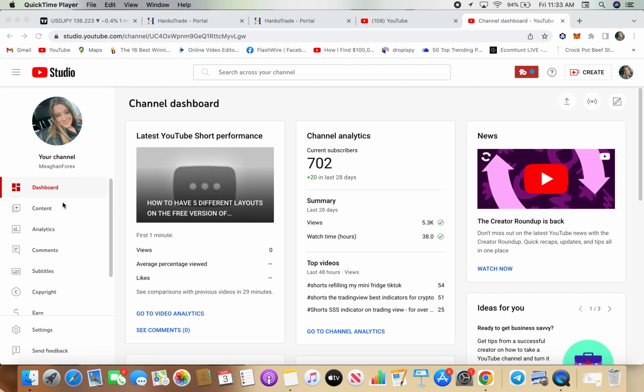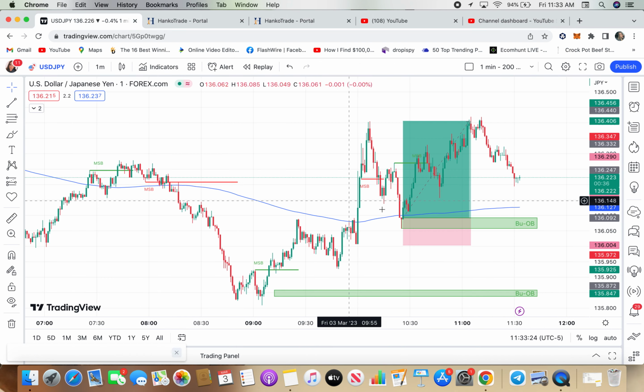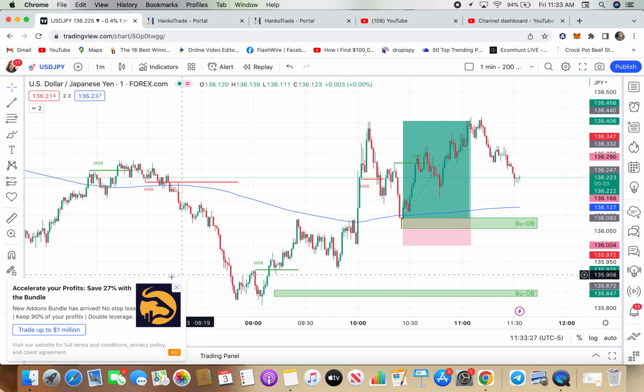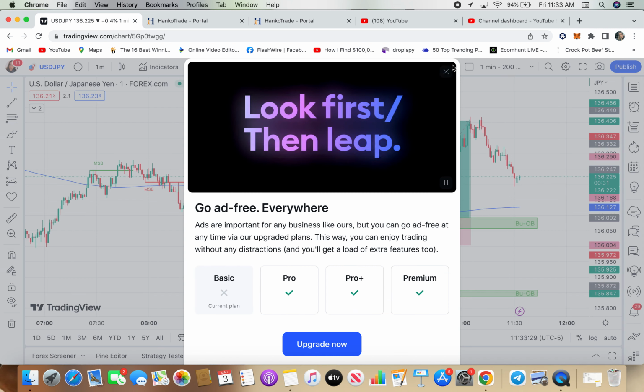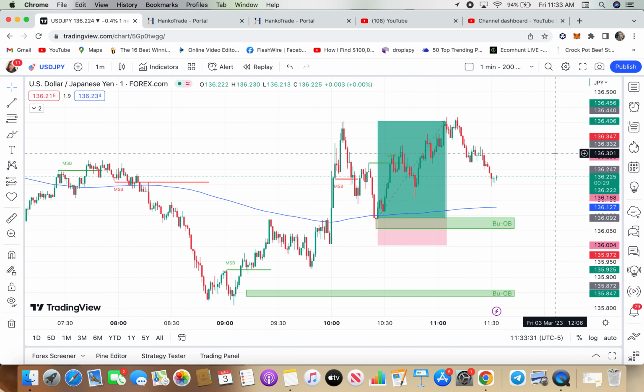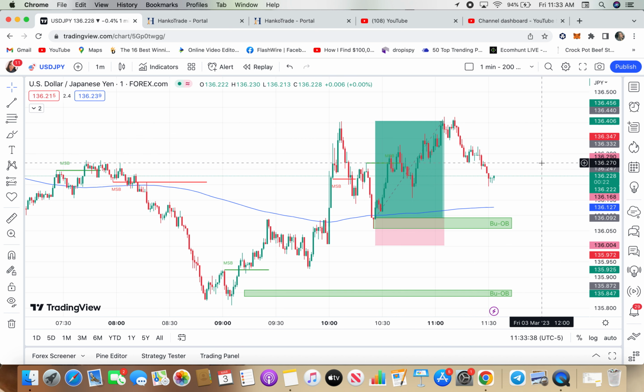What you can do is go to TradingView. This is the easy 1-minute scalping strategy. I am on the free version of TradingView here, just to show you that you don't need to pay for things to start. If you don't have the money to, don't do it. So put your money into trading, but I'll get into that in another video.